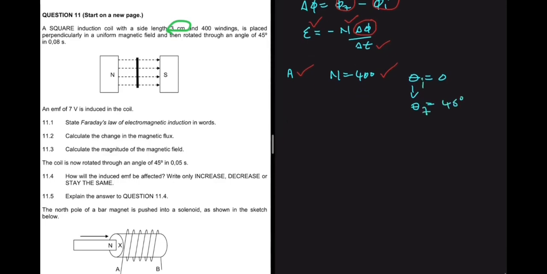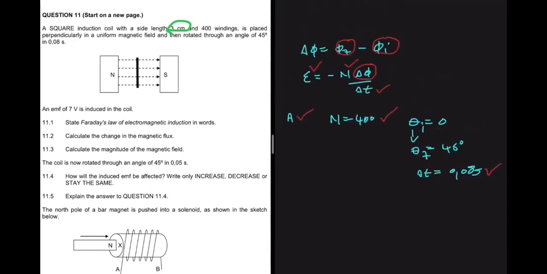And that rotation takes a time of 0.08 second, right? So to find the change in the magnetic flux here, we're going to use the second formula, right? Because clearly we have the time here, we have the number of turns, and then let's see if we have the EMF, because we need the EMF. Yeah, the question here also tells us that the EMF induced in the coil is 7 volts. So we can go ahead and use that formula.